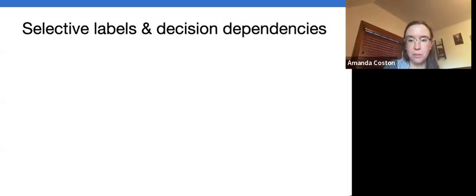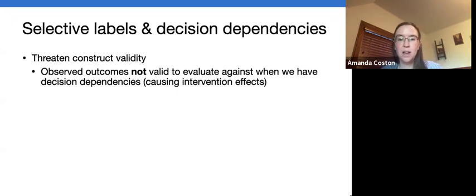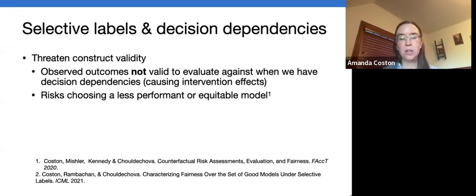Okay, so can we map those to the problems we've been talking about today? The first set of issues, the selective labels problem, threatens construct validity because observed outcomes are not valid to evaluate against when we have these decision dependencies that are causing intervention effects, right? We saw for that patient who had asthma and was admitted to the ICU, that's not really the right outcome to evaluate an algorithm against. We would want an algorithm to be flagging that patient as high risk, even though their observed outcome was low risk. Right. So if we were to use those observed outcomes, that could threaten construct validity. And we show in some work that if you ignore this and go ahead with that, you can get really poor outcomes.